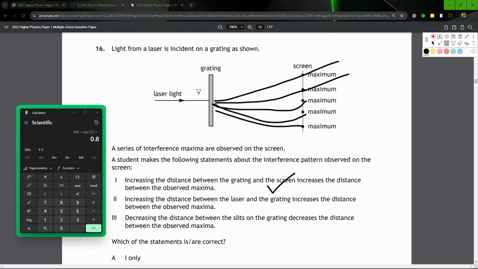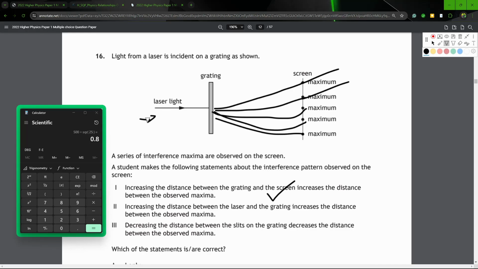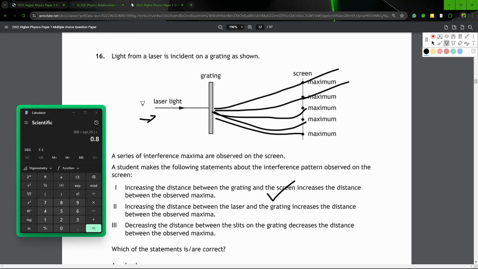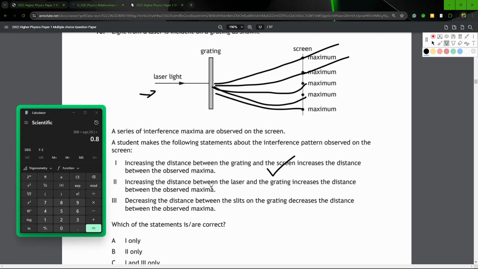Increasing the distance between the laser and the grating increases the distance between the maxima. Well, that won't, because laser light is parallel. All the photons are moving in the exact same direction. They're all parallel to each other, which means this laser could be right next to the grating, or it could be 5 million kilometers away. It won't move. Of course, in real life there's thermal blooming and all sorts, but in magic physics land, it doesn't matter. The laser light will always be the same. So 2 is garbage.